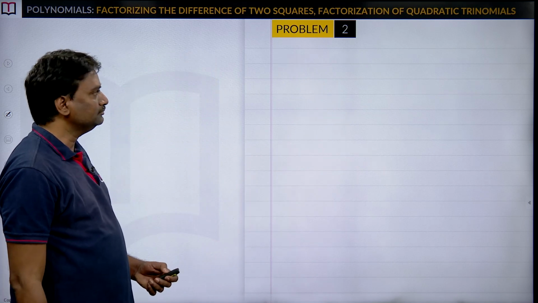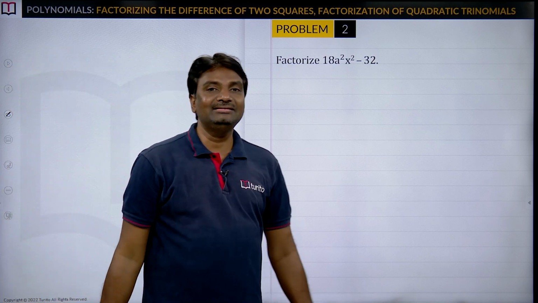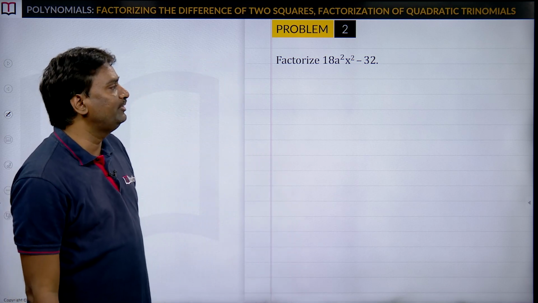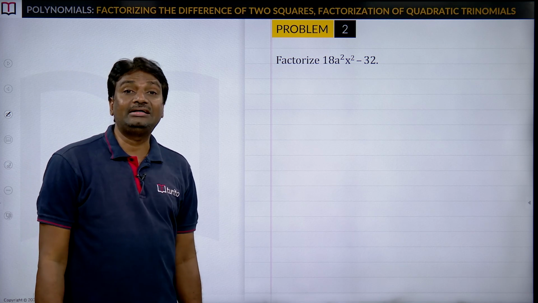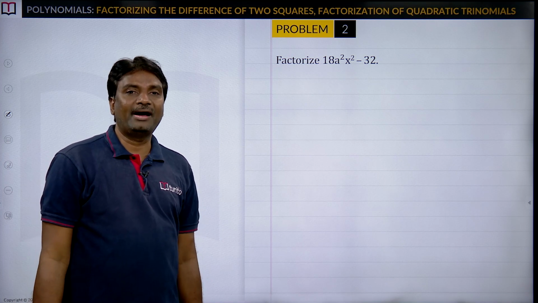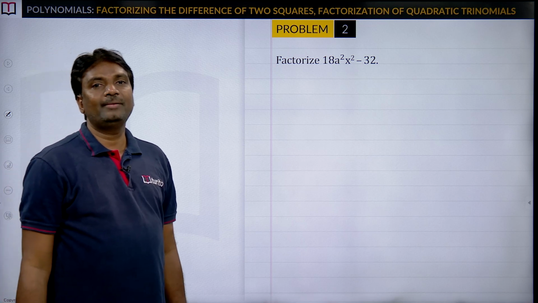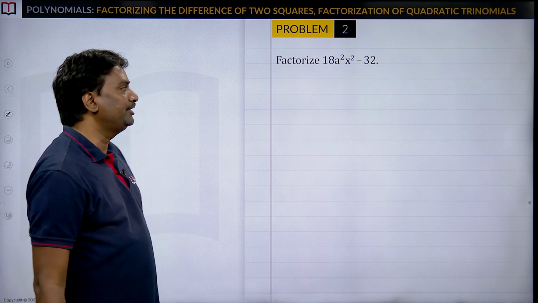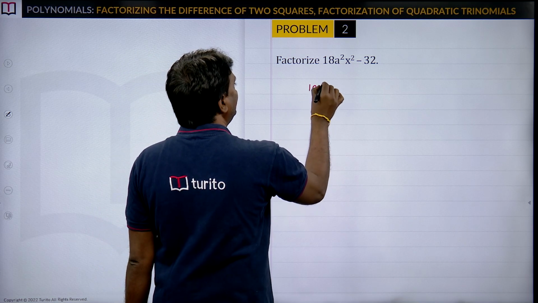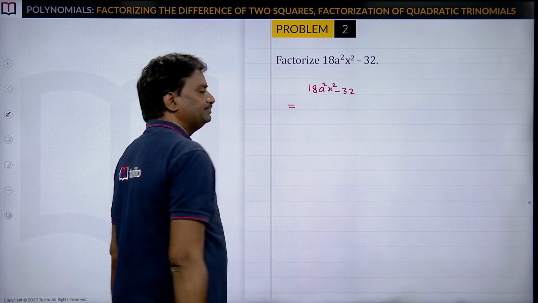Next, factorize 18a square x square minus 32. So, here also we have to express the two terms of the given polynomial as the difference of two squares, means we have to express in the form of a square minus b square. After expressing like that, use the formula a square minus b square equal to a minus b into a plus b, by taking the given polynomial 18 a square x square minus 32.